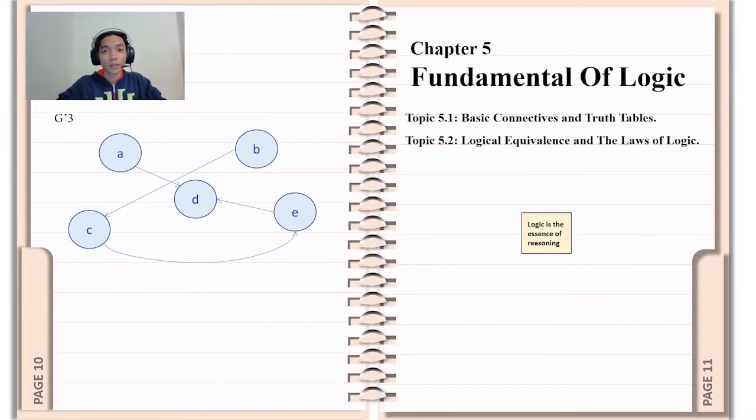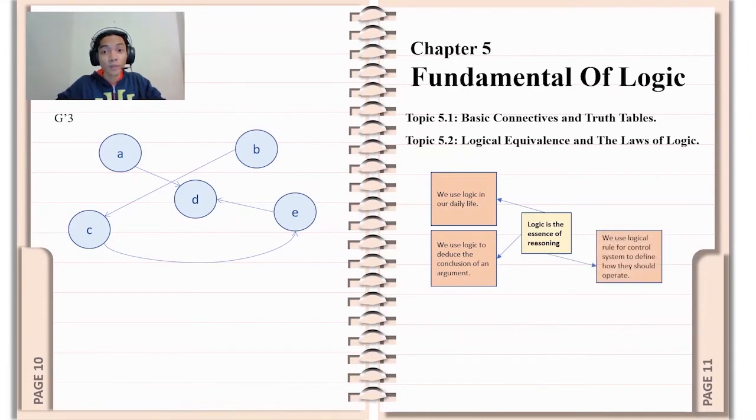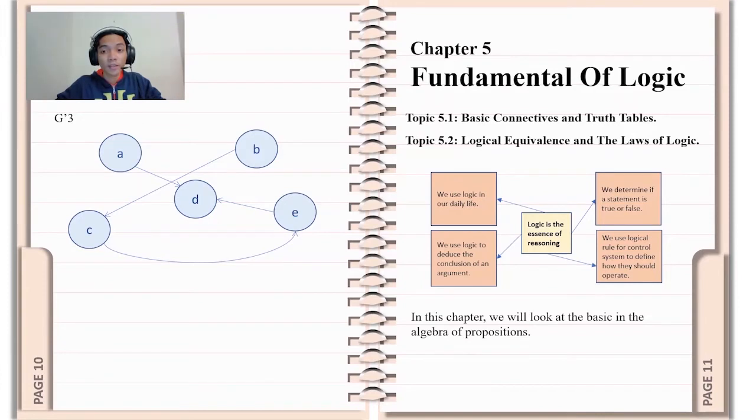Okay, first things first, logic is the essence of reasoning. We use logic in our daily life. We use logic to deduce the conclusion of an argument. We use logical rules for control systems to define how they should operate. We determine if a statement is true or false. In this chapter, we will look at the basics of the algebra of propositions.